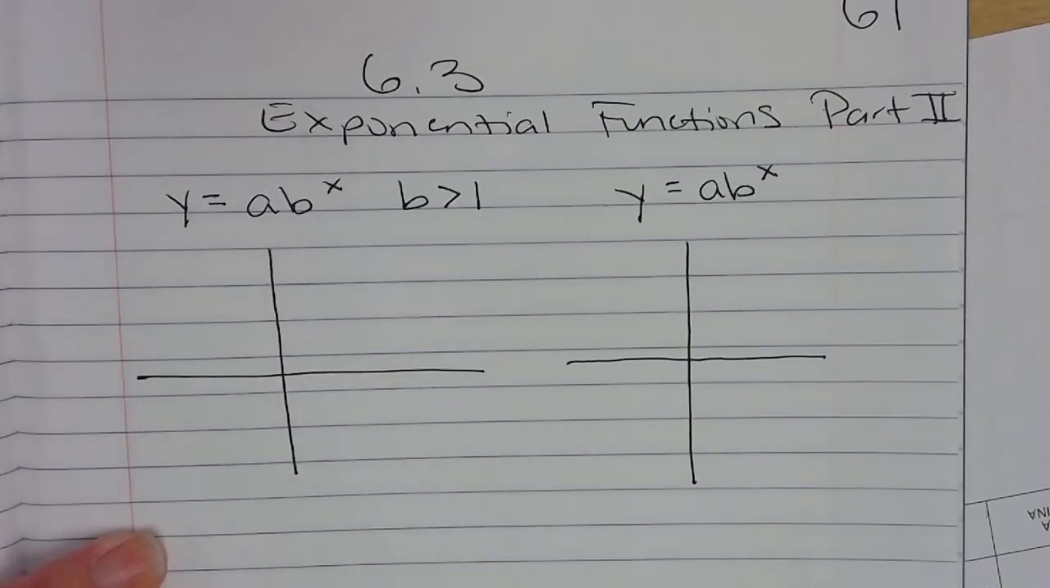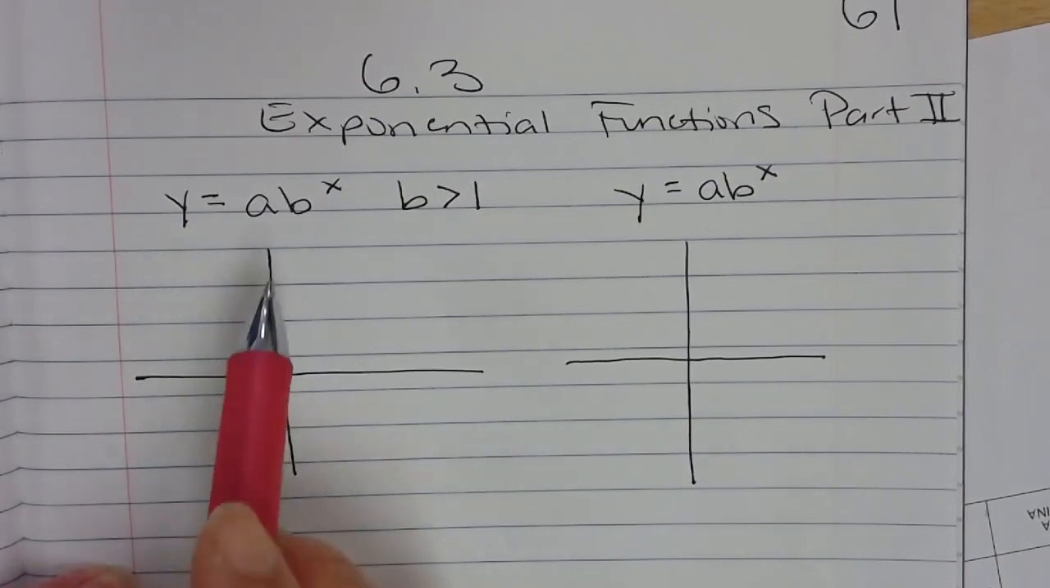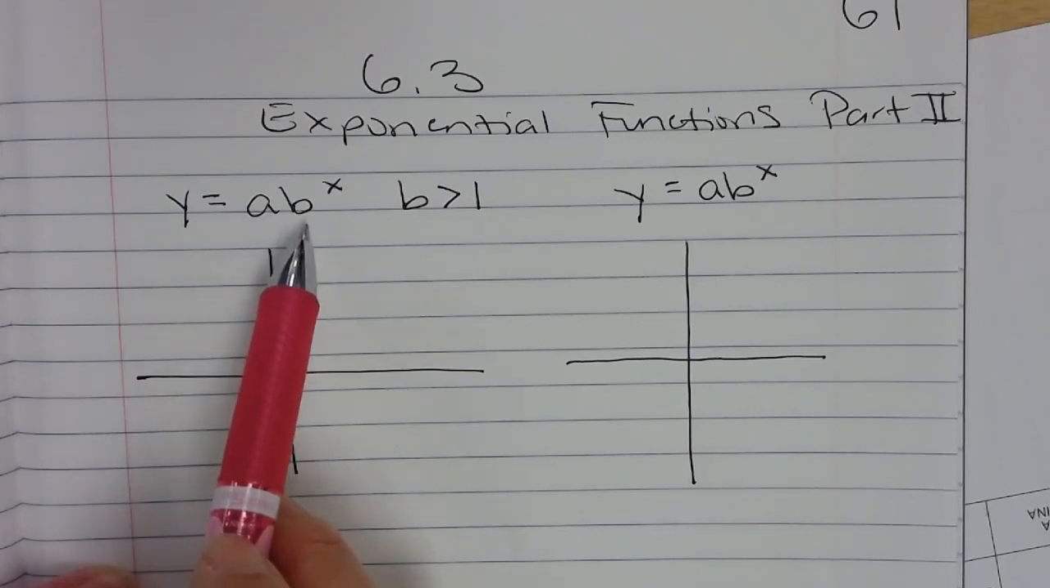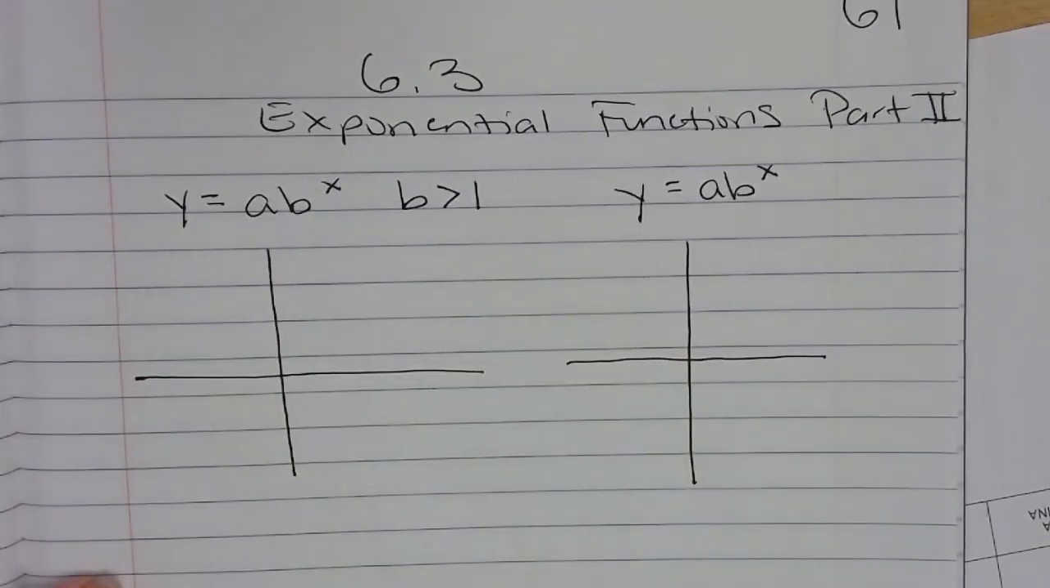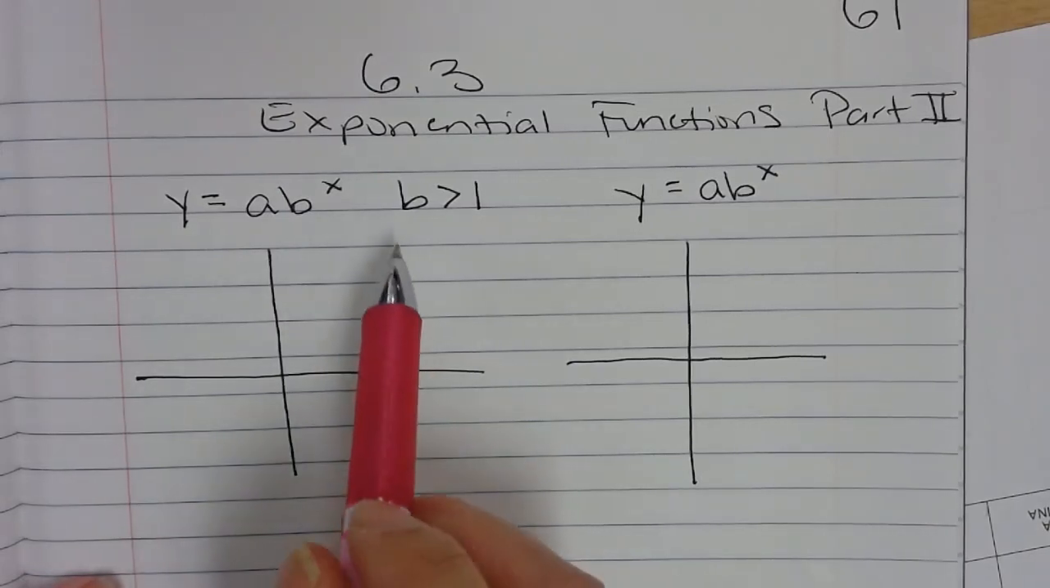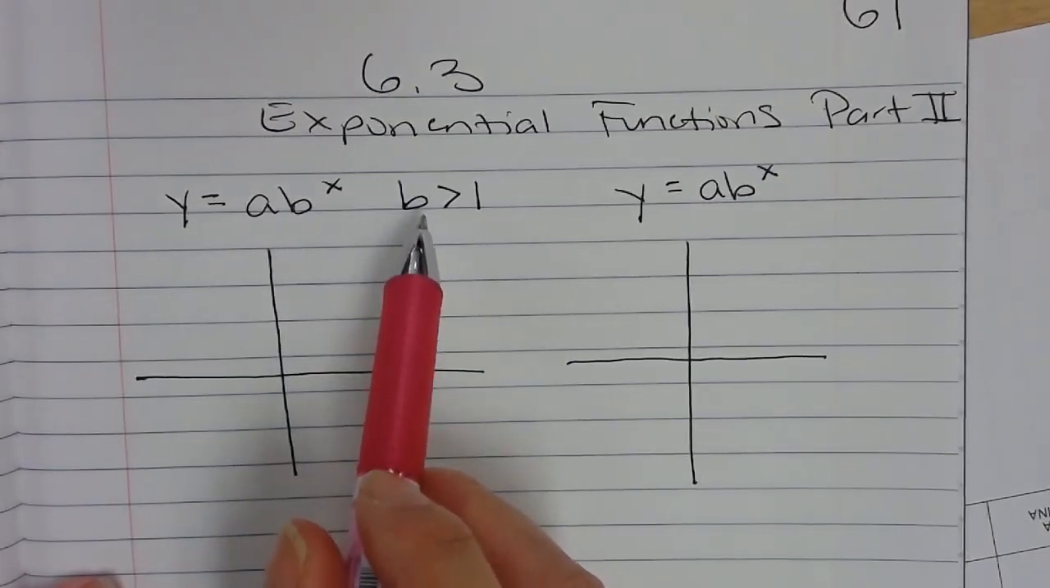So we're on part 2 of section 6.3 exponential functions, and we're going to explore what happens to your graph depending on what A is and what B is. This is the core concept that's on page 307. I want you to copy it down into your notes, so you might want to pause this video to do that. Alright, the first thing we're going to look at is when B is greater than 1.